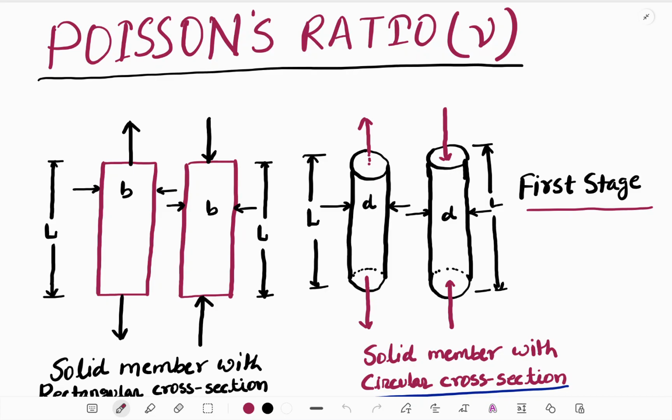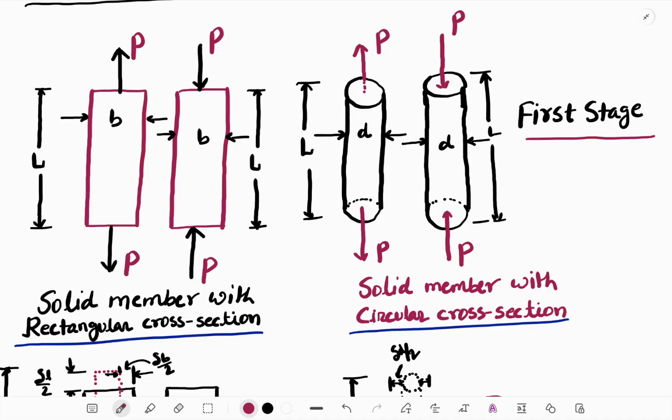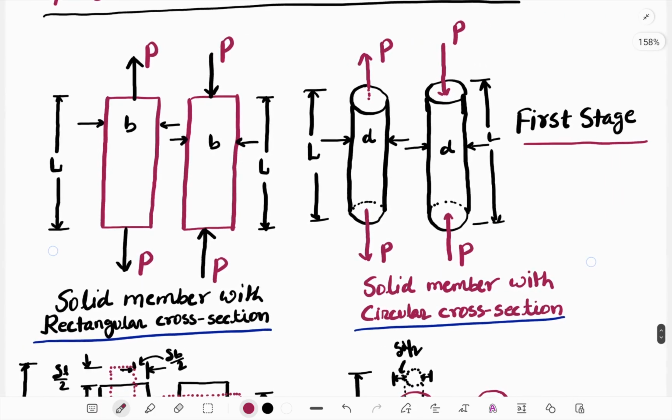So how are we going to deal with a member experiencing tensile load, compressive load, and both? Here we are seeing a structure experiencing tensile load and compressive load. Then what is going to happen? So let us see how we are going to find out the Poisson's ratio. At first, it is shown that there is a solid member with rectangular cross section and a solid member with circular cross section.